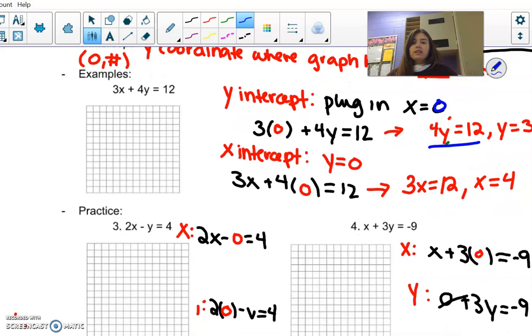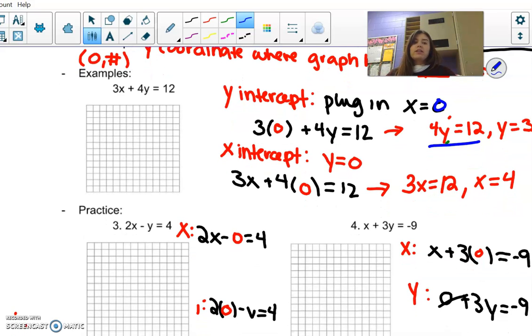And then for the x-intercept, we are going to plug in y equals 0. So right where that y is, we get 3x plus 4 times 0 equals 12. 4 times 0 is 0. We're left with 3x equals 12. Divide by 3, we get x equals 4.